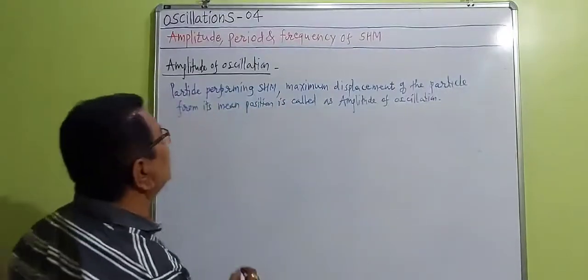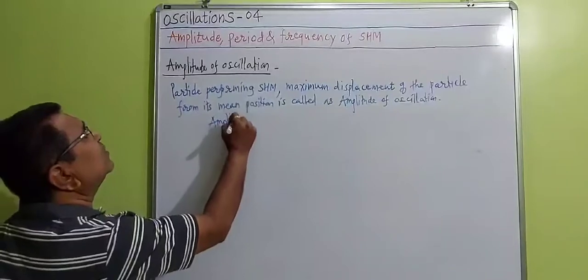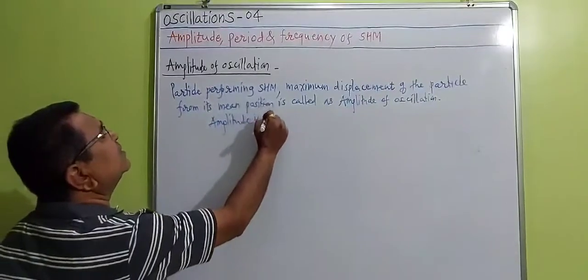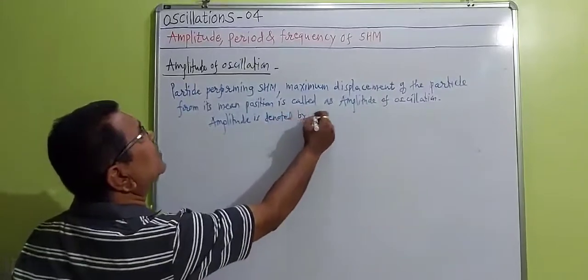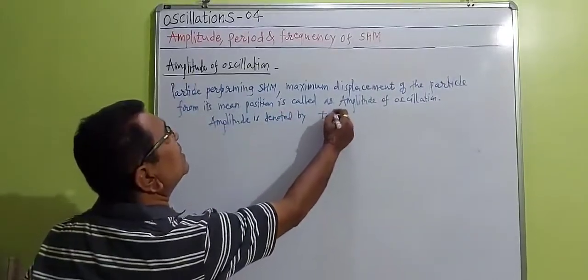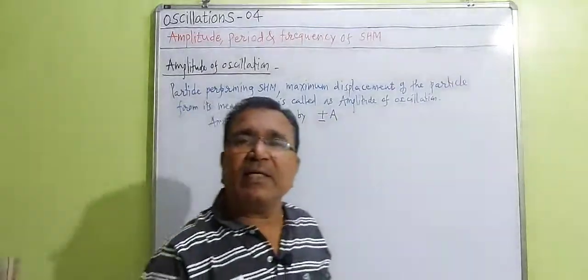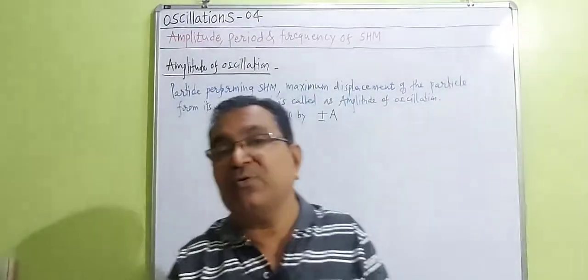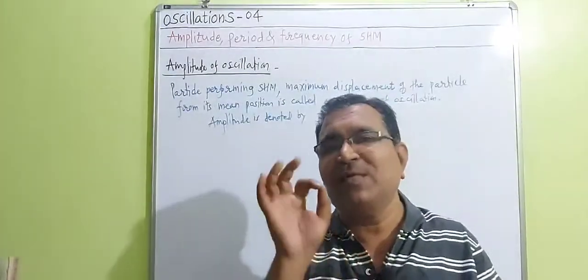And amplitude is denoted by what? Amplitude is denoted by either plus A or minus A. Plus or minus capital A is the amplitude of oscillation or amplitude of SHM.